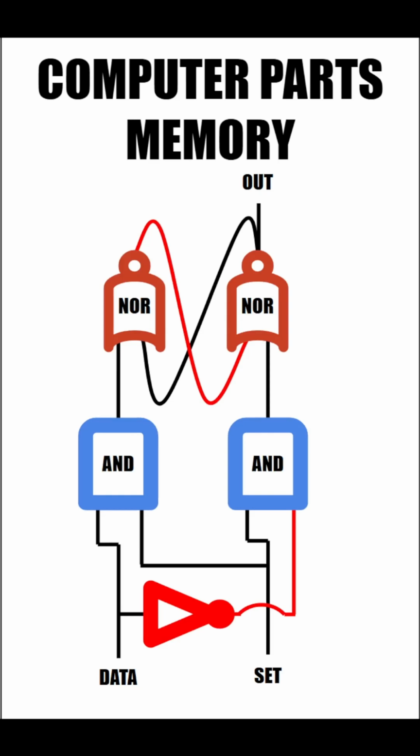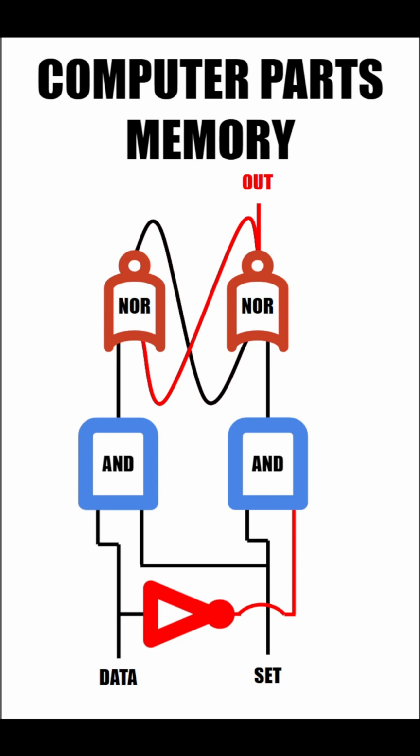So for example, if we were to turn on the data, nothing would change, but that's because we haven't turned on the set yet. We can think of the set as sort of a save function. So for example, when we turn on the set, now our output is on because we just saved our output to whatever our data input was. So even if we were to turn off our set and our data, the output would stay the same because it has been saved since the last time our set input was turned on.